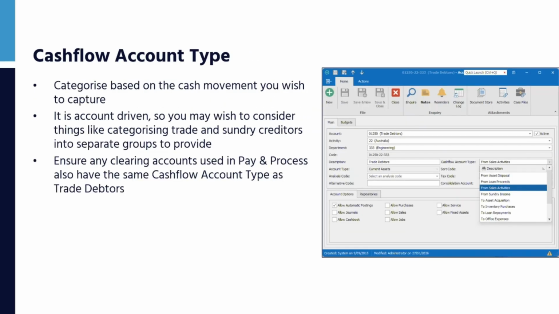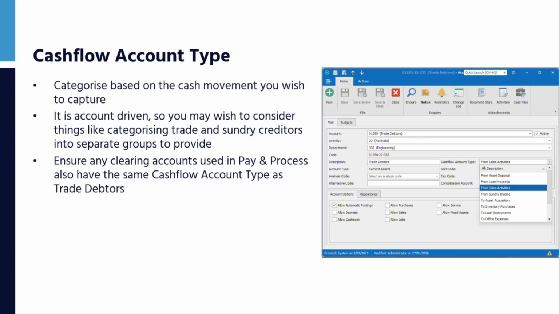Once the cash flow account types have been set up, you then need to allocate them to general ledger accounts. I'm just showing you on an individual screen where you do that. So you now have the cash flow account type. Typically, once you've set up your cash flow account types, you'd be using the export and import to set these up rather than doing it on an account by account basis, because that would take quite some time.